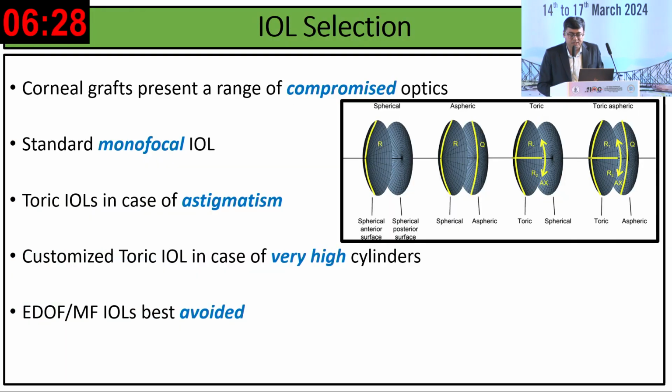Which IOL should be selected? The entire graft is a system of compromised optics. It is not a normal eye or normal cornea. A standard monofocal IOL is the best. If the astigmatism is significant enough, which is generally the case, you can go for a toric IOL. And if the cylinder is very high, beyond the range of commercially available toric IOLs, you can order a customized toric IOL from some of the companies. Best to avoid any modern IOLs like the EDOF or the multifocal IOLs.